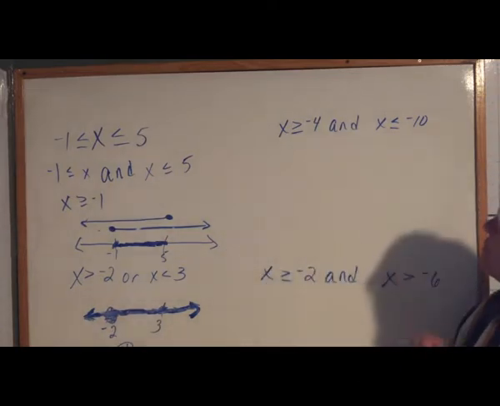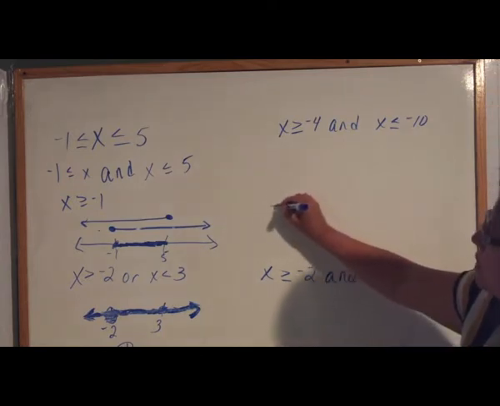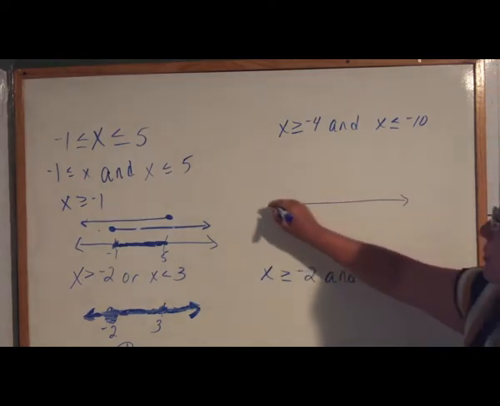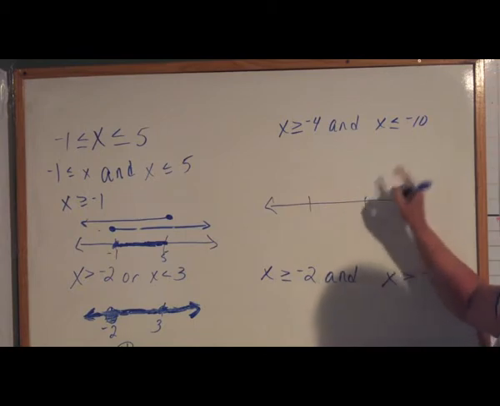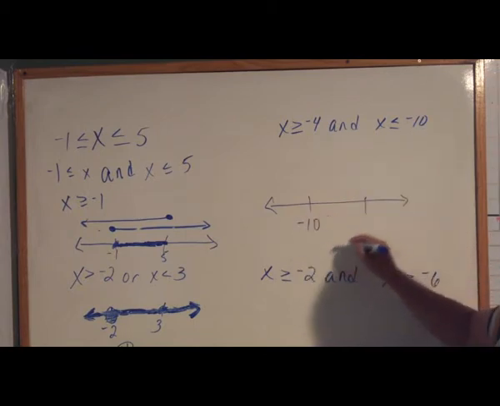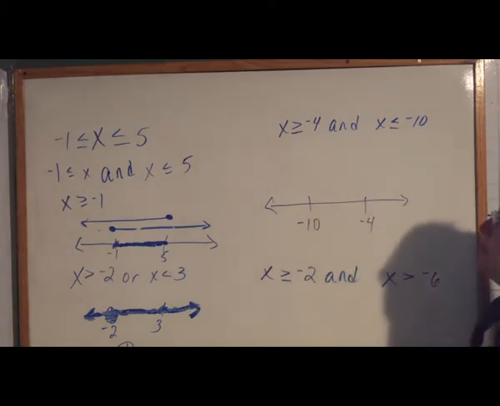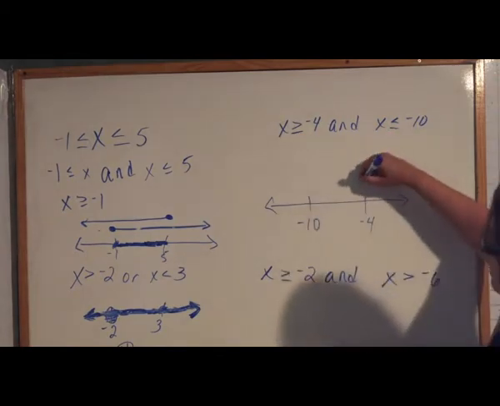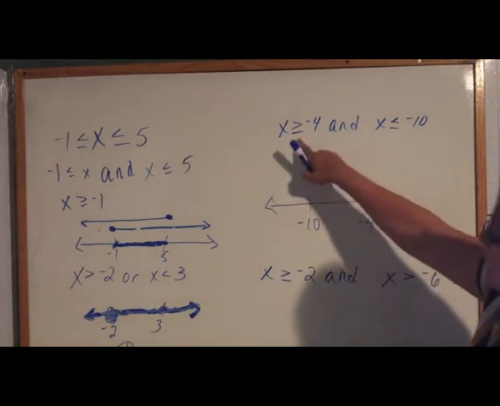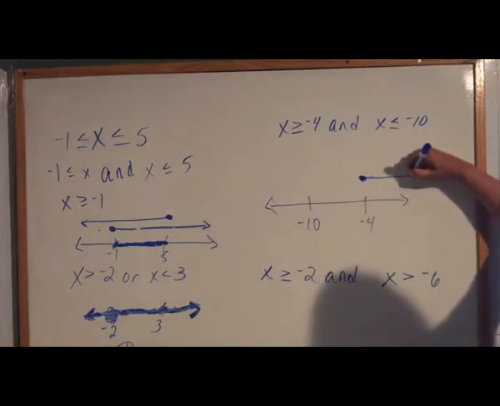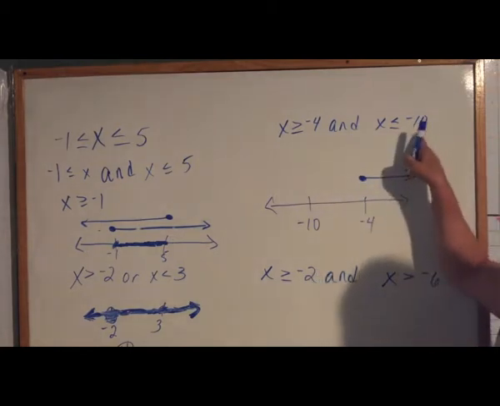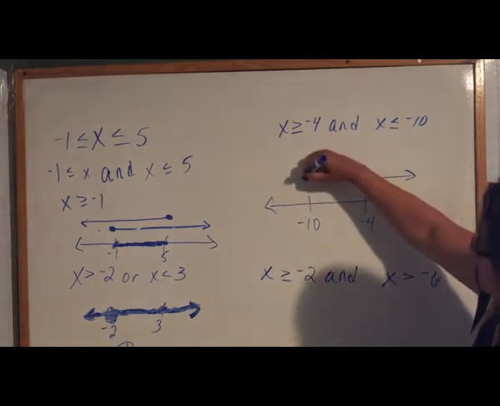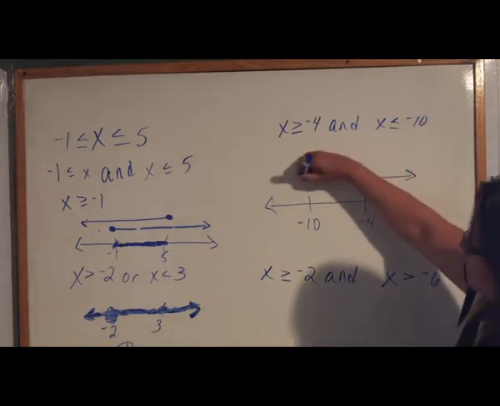This one's an and, so I'm going to graph above my number line. -10 is less than -4, so I'll put that on the left. At -4, it's a closed circle. It's greater than, so it's shaded to the right. At -10, it's a closed circle, and it's shaded to the left.